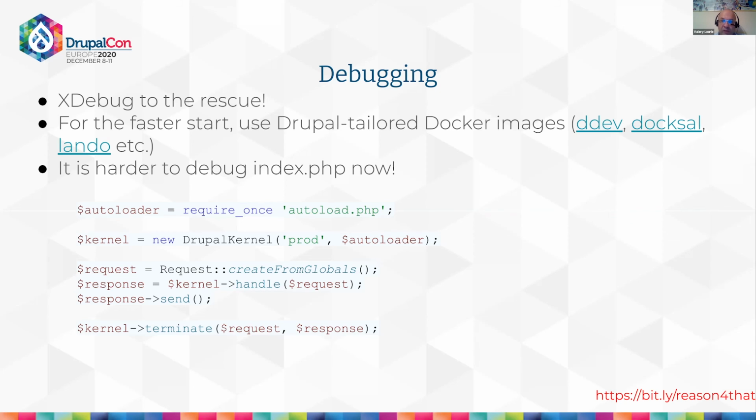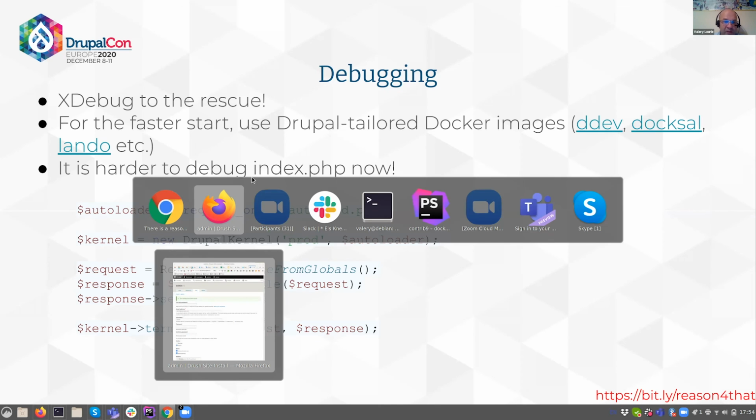In Dropsolid, we have our own Docker platform called Dropsolid Launchpad, so you can use it as well. It is built for use with Dropsolid Cloud. But as I said, you can use any Docker images that are built for Drupal, and all of them support Xdebug, and it's quite easy to do that.